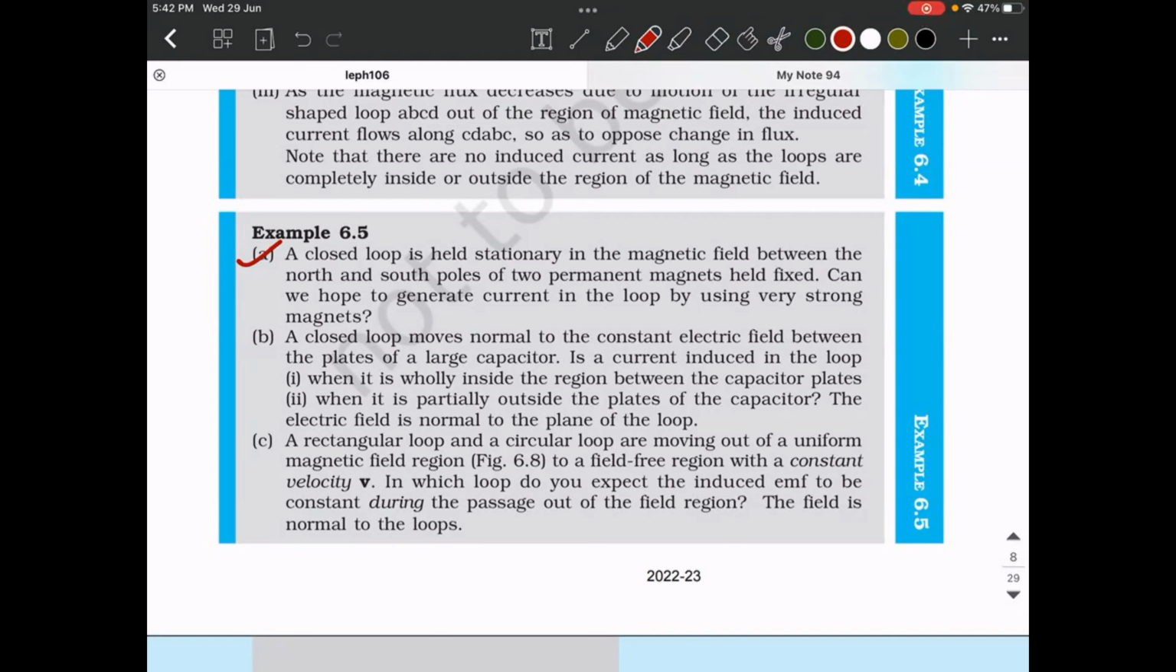Because if you see in the question, the keywords are that the coil is stationary and the magnets are also stationary. So when there is no relative motion, what does Faraday's law state? There is no EMF induced. However strong a magnet you use, unless there is relative motion between them, because they didn't ask, can I generate a high value of current by using a strong magnet? No.